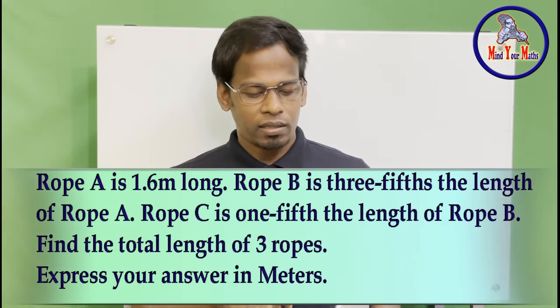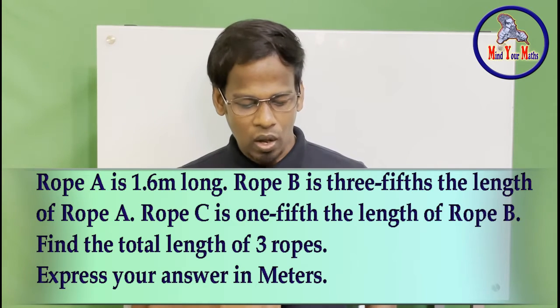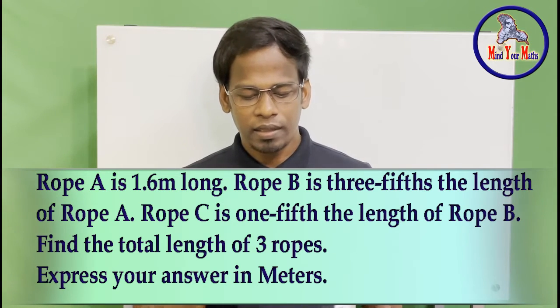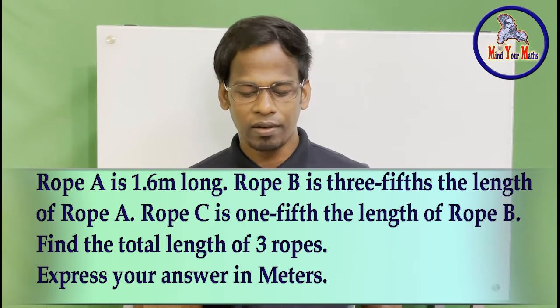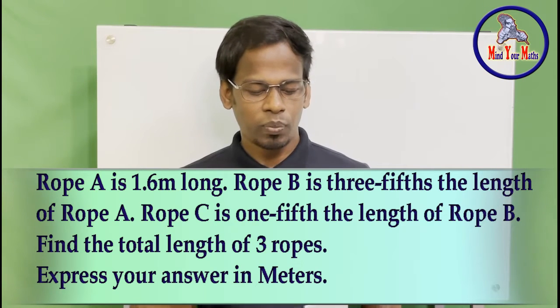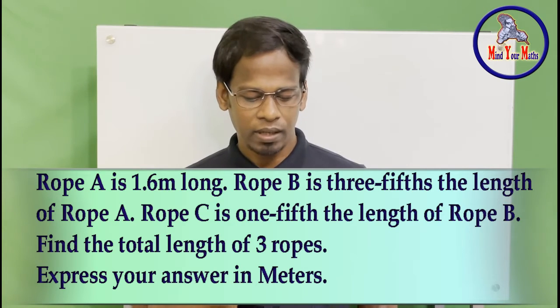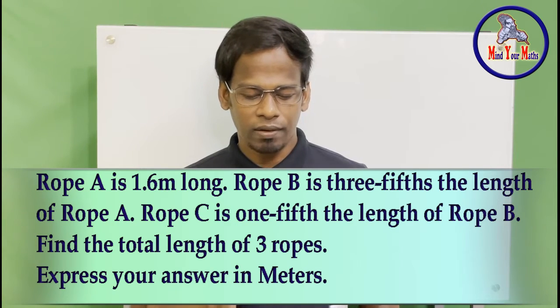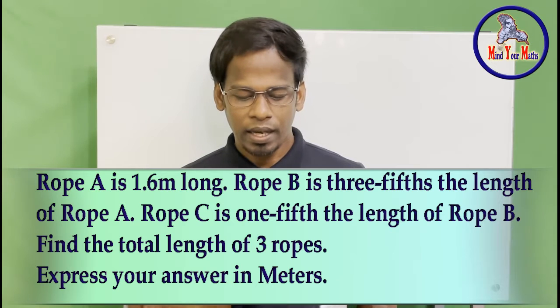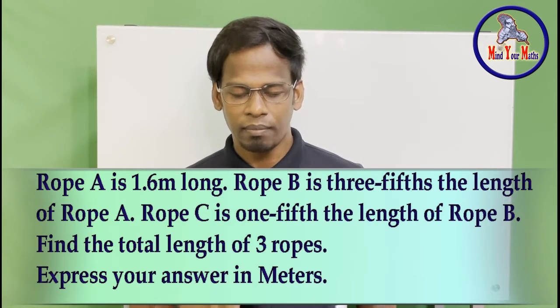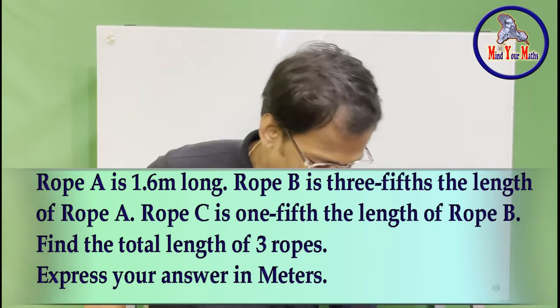Rope A is 1.6 meters long. Rope B is 3/5 the length of rope A. Rope C is 1/5 the length of rope B. Find the total length of the three ropes. Express your answer in meters. Let's see how to find the answer for this problem.